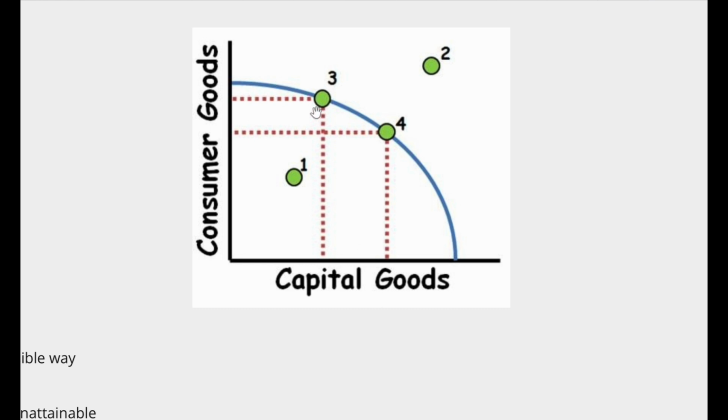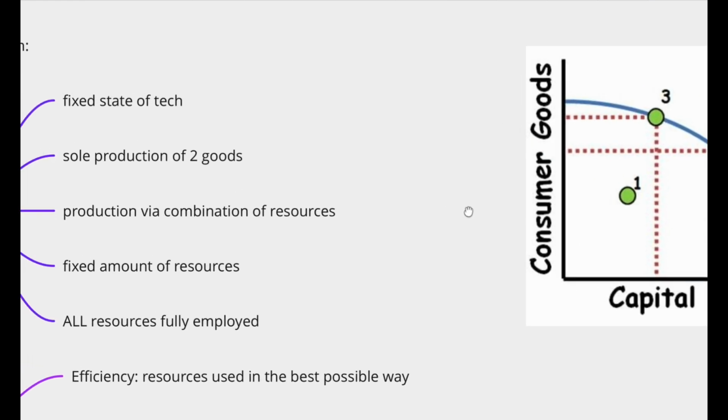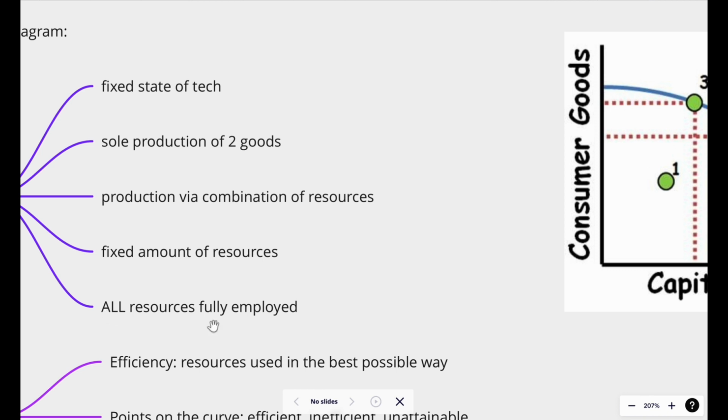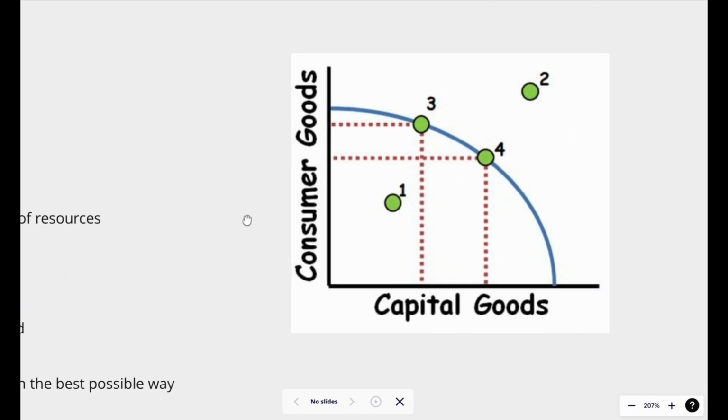So the points that are on the PPC, what you see right here are points 3 and 4. So these points are achieving maximum potential output. They are representing economic efficiency, and it means that no resources are unemployed. And this meets the last assumption, all resources fully employed.